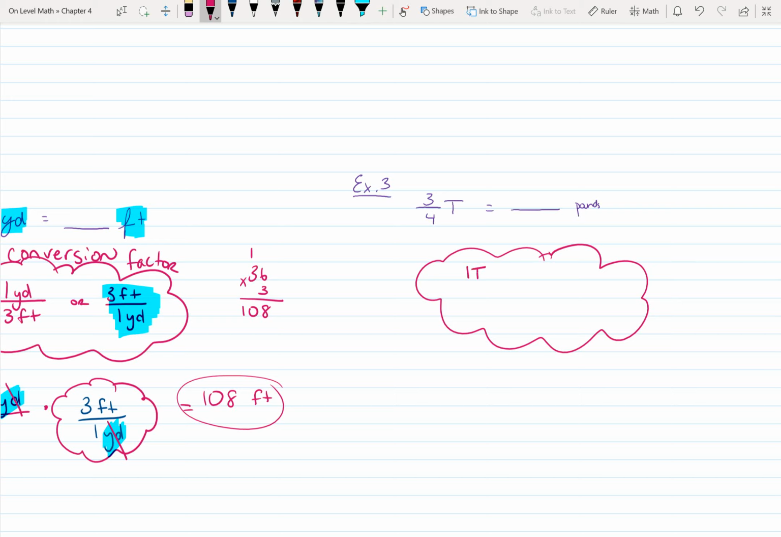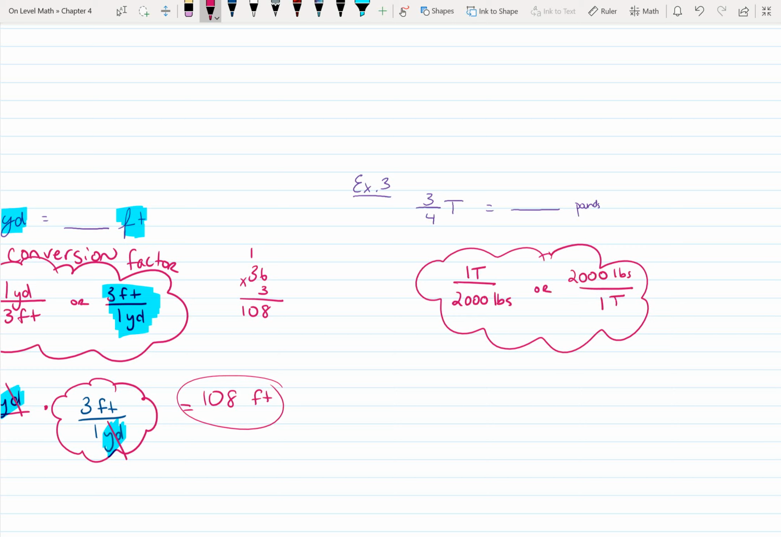is equivalent to 2,000 pounds. So LBS is pounds, just so you know. So we can write it like that, or the other way, just flip it. 2,000 pounds over 1 ton.